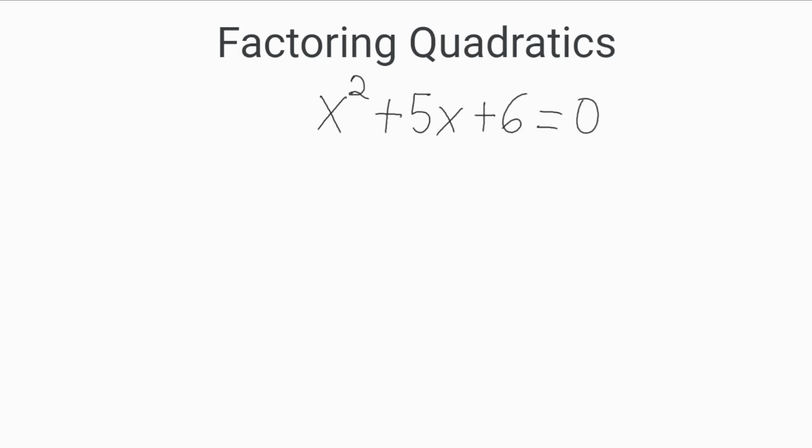Now to solve this quadratic x squared plus 5x plus 6 equals 0, I need to find two numbers that multiply to this 6 here and add to the 5. So let's take this 6 over to the side and write out our number pairs for it. Well, 1 times 6 gives me 6 and 2 times 3. Now, out of these pairs, only one of them adds to 5, and that's 2 and 3.